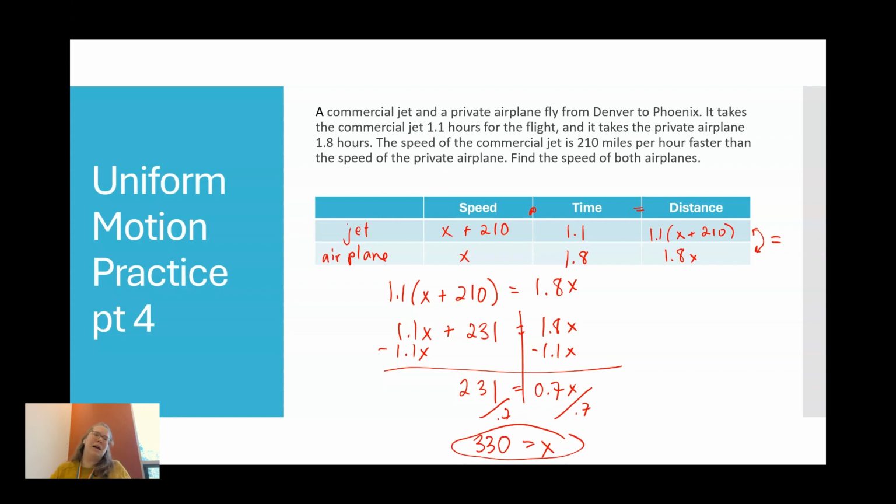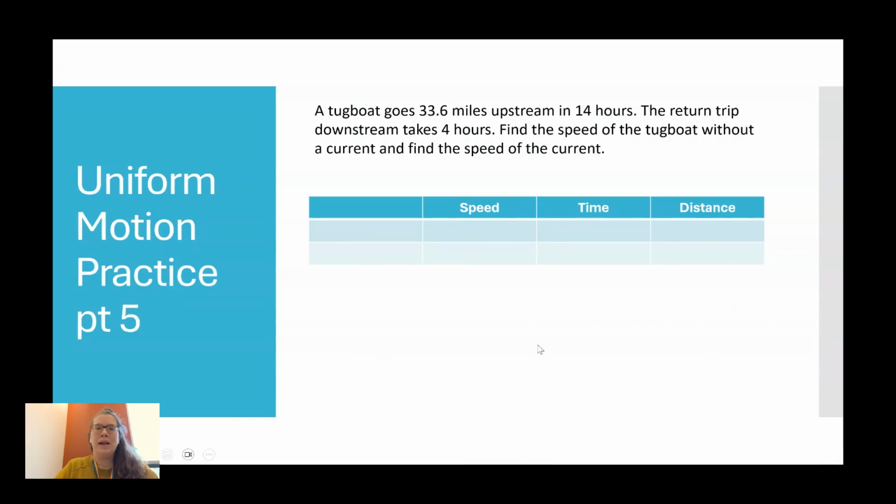But now, come back to your problem. What's x? X is my speed of the airplane. So the private airplane is going 330 miles per hour. And the jet is going 330 plus 210, 540 miles per hour. All right, trying just a few more. Let's do another current one.